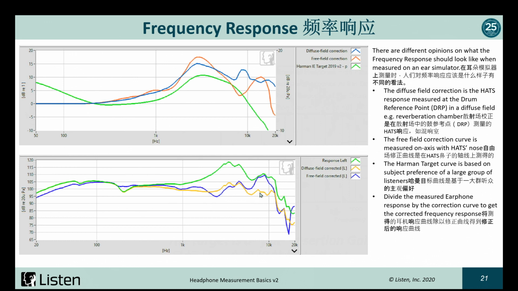But you can also see the free field corrected curve will have this bump, which is due to this on-axis reflection off the shoulder. So I wouldn't worry too much about that. But this is kind of a de facto standard, but now a lot of people are using the Harman target curve, and I'll show you a way to compare to the Harman target curve as well.